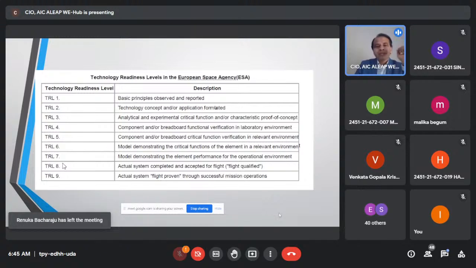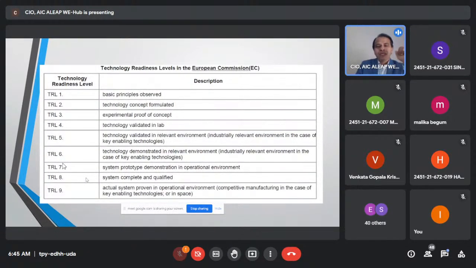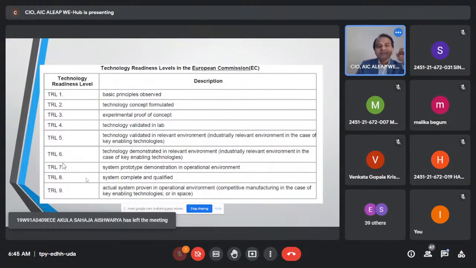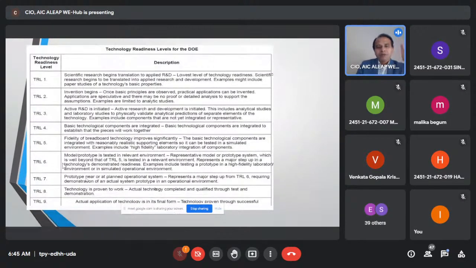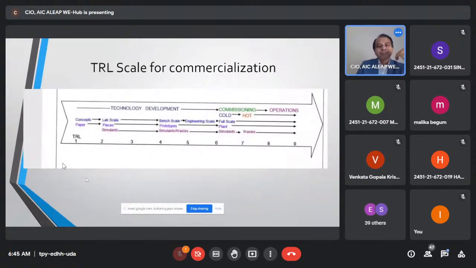So this is what I have just spoken. The same was written over here. Even the European Space Agency follows the same. In space, in rockets, in aeronautical, in all the R&Ds, scientists follow the TRL stages from TRL stage 1 to TRL stage 9. European Commission has also mentioned the definition for the same. The Department of Energy, USA, also mentioned the TRL stages. The complete scale, if you see 1 to 9, ends with the product in operation.